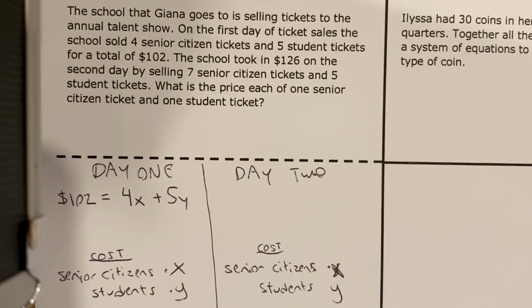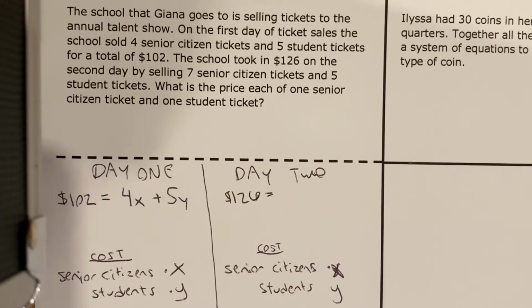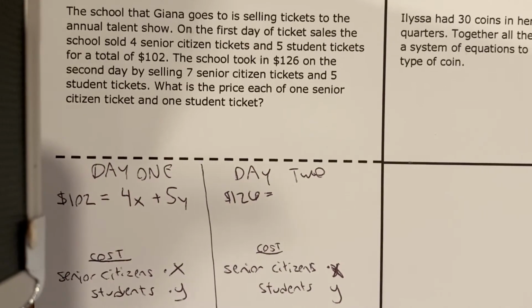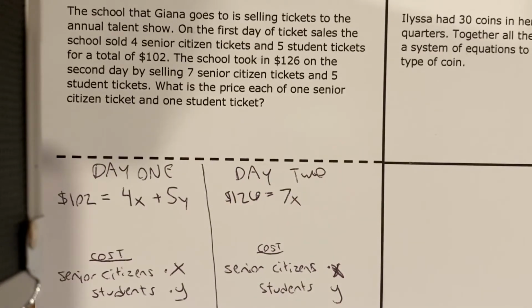For day 2, it says the school took in $126. So that's the total, $126. There are 7 seniors who bought senior citizen tickets. So I'm going to multiply 7 by the cost of those tickets, which is X. And there were 5 students who bought student tickets. So just like that, I have my 2 equations. We don't have to worry about solving these yet, so we're good.